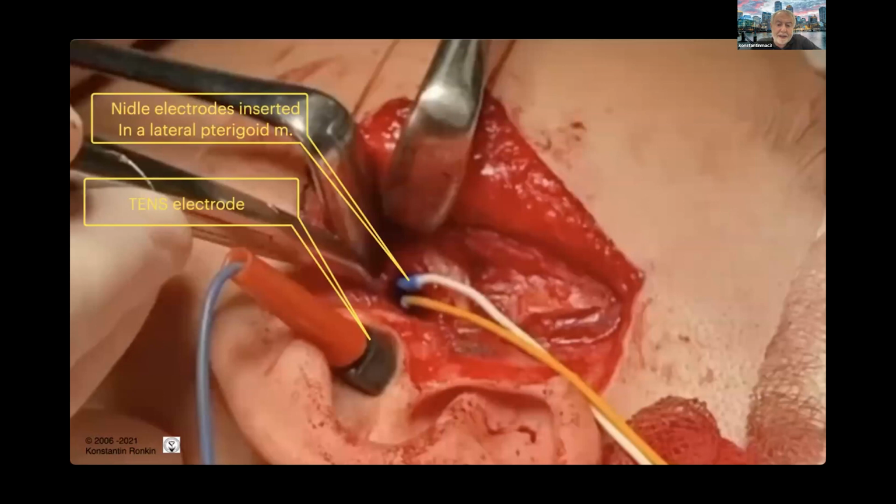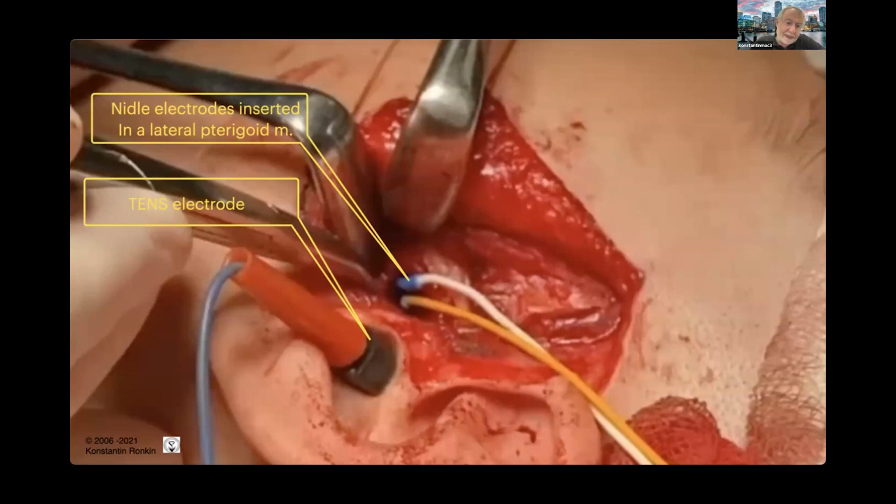And you can see here, he performed TMJ surgery, and during the surgery, he took this video and picture that I'm going to show you. And you can see these are needle electrodes inserted in the lateral pterygoid muscles.